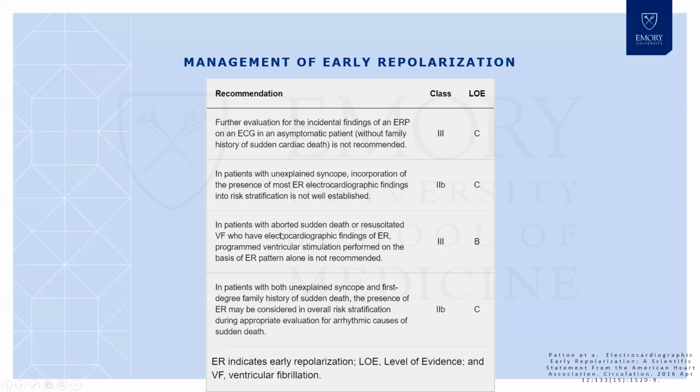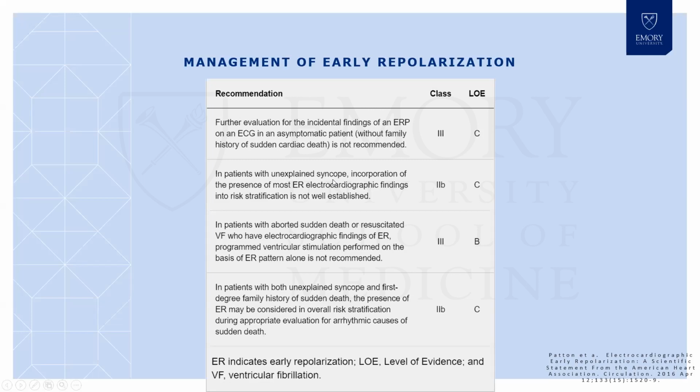And in patients with aborted sudden death or resuscitated VFib who have findings of early repolarization, programmed ventricular stimulation performed on the basis of ER pattern alone is not recommended. So what does this mean? Basically, if you have somebody with sudden death and early repolarization, you shouldn't change your management. So your decision to do V-stim should be the same regardless of whether they have the pattern or not.